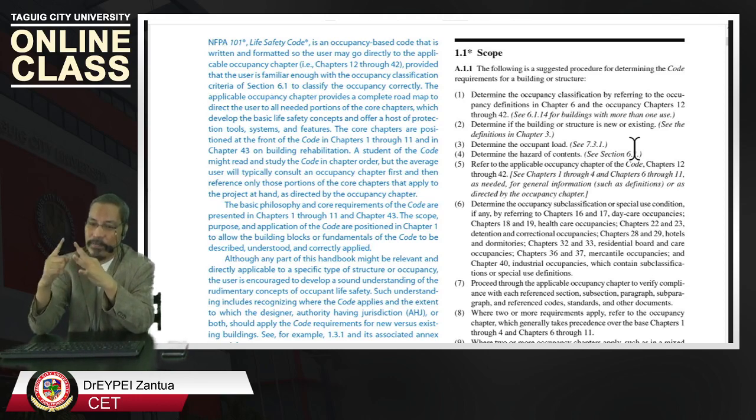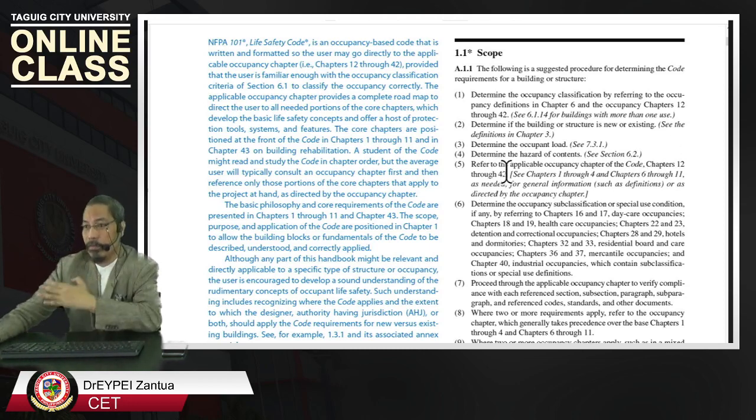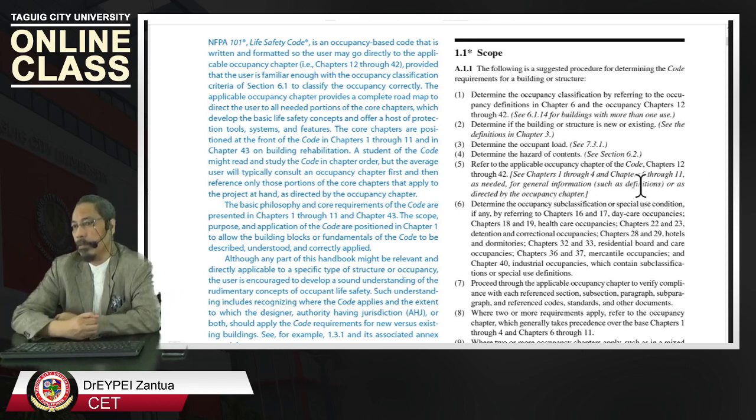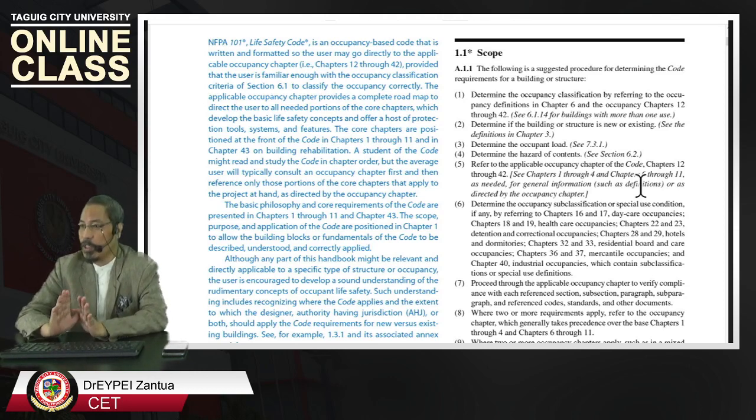So, very important for engineering, but we have what? Preparatory important determinations to be made. Okay? Number 4, determine hazard contents. Okay? Now, another step. Next is refer to the applicable occupancy chapter. So after determination of 1 to 4, we are now ready to go to a specific chapter that guides the application in that specific area.